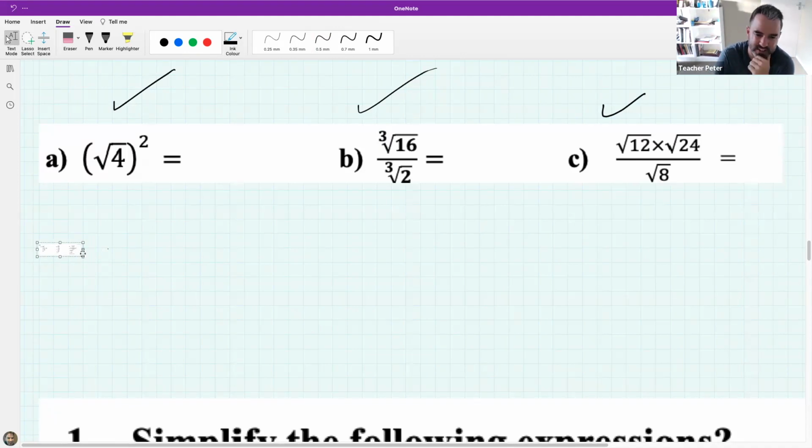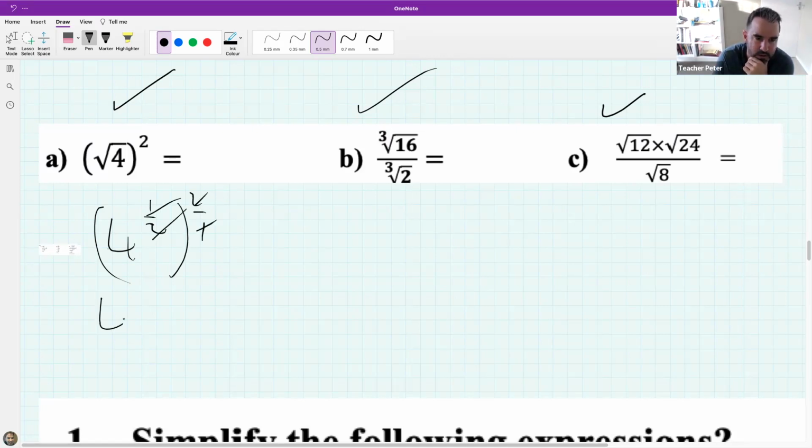First one is kind of easy here. If I square root something, it's the same as a power of a half. And if there's a 2 there already, the answer would just be 4. Yeah, piece of cake. Now, what about B and C?